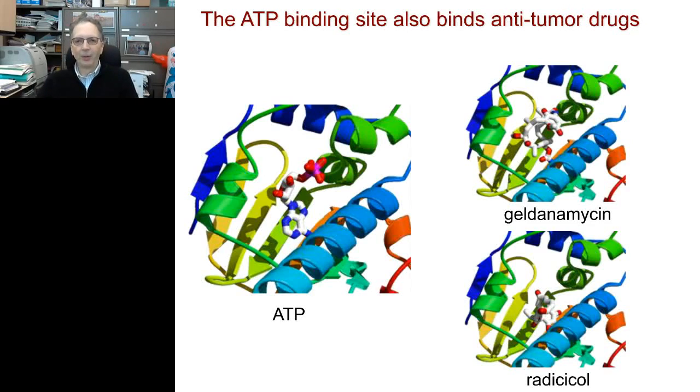So this is a close-up of the N-terminal domain of one protomer of HSP90, on the left showing where ATP binds in a unique pocket in the N-terminal domains of each of the protomers. On the right are two of the original HSP90 inhibitors that were identified in the early and middle 1990s, geldanamycin and radicicol. And the point of this slide is to show that these inhibitors bind to the ATP pocket and replace ATP in that pocket.